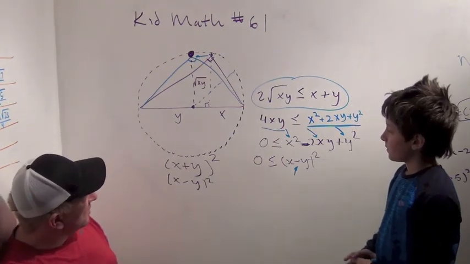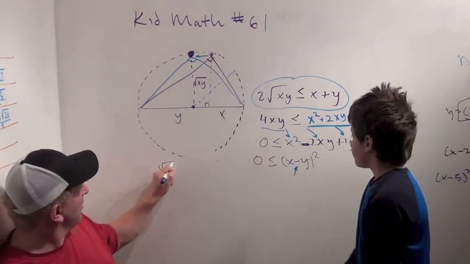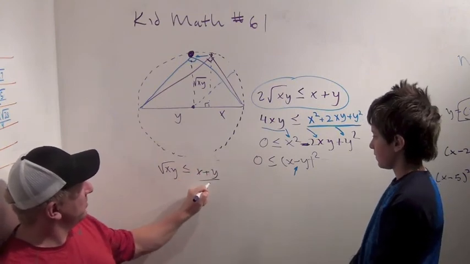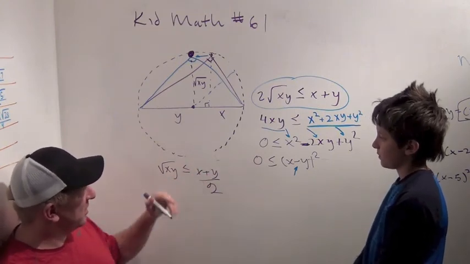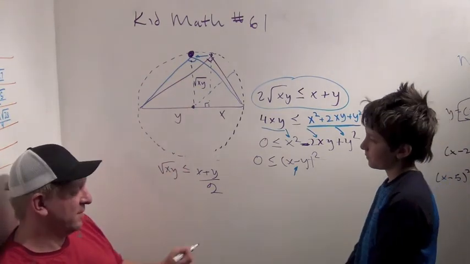There you go. So this relationship is something we'll study much, much later on: the square root of xy is less than or equal to x plus y over 2. That's called the arithmetic mean geometric mean inequality. It has a big fancy name, but it just comes from this picture.